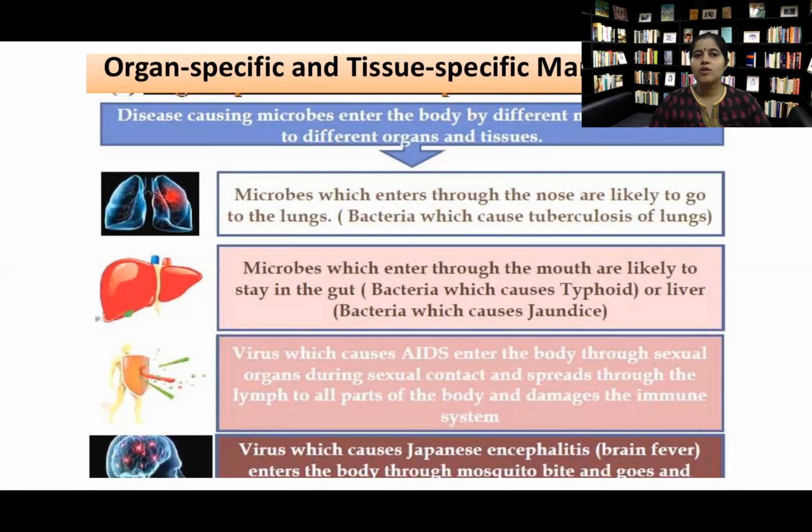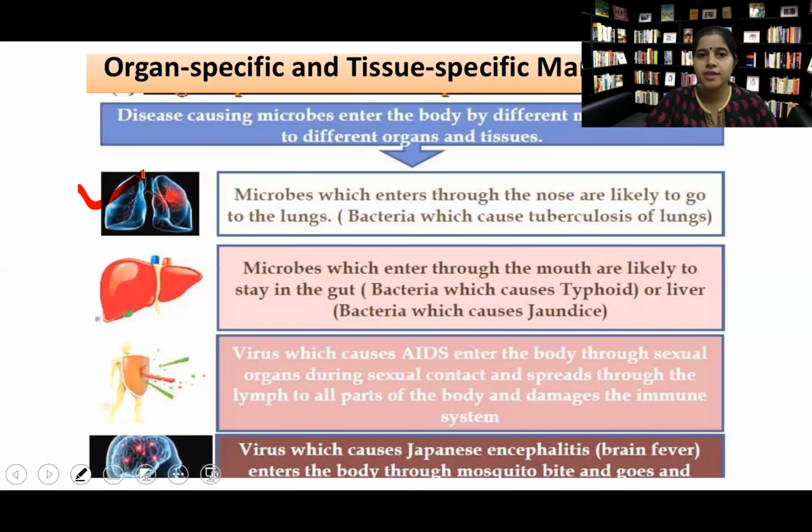Disease causing microbes enter the body by different means. They can enter by means of air, they can enter by means of water, and go to different organs. As I already told you, it is shown in the picture. It is a picture of lung.